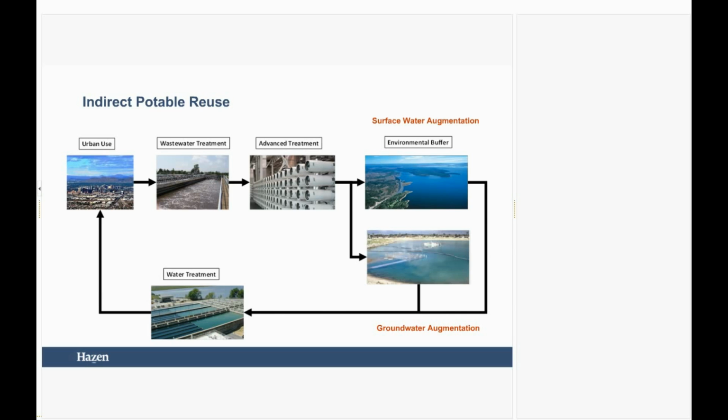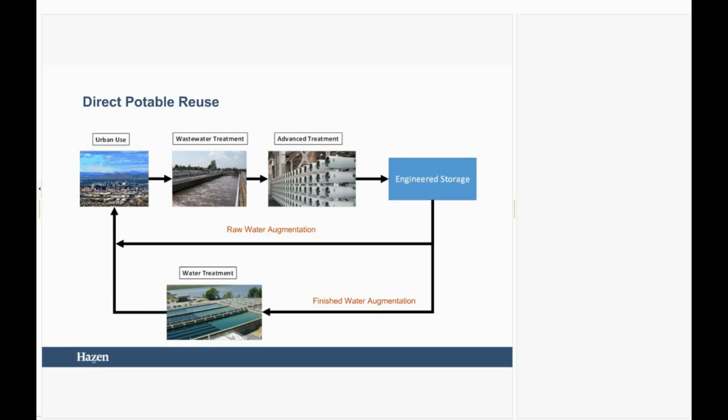Similarly, if we talk about water being applied to a groundwater or being reinjected into an aquifer, that's called groundwater augmentation. Now, where that becomes quite useful is when we start to talk about direct potable reuse. And the difference between indirect and direct is that we take away that environmental buffer. There's no large reservoir, there's no groundwater storage anymore.